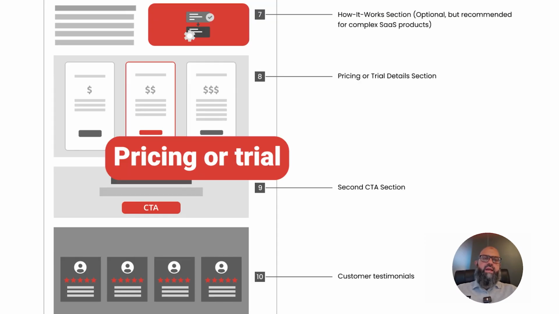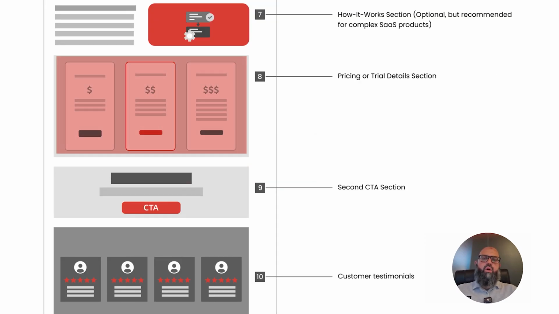Clear pricing or trial details section. This is very important. All of these major SaaS products and good SaaS products do that. Provide a clear pricing plan, pricing guidance, so that the customer exactly knows how much money we are talking about. So how much they have to pay either per month or per year.